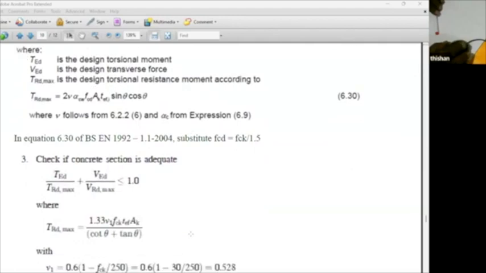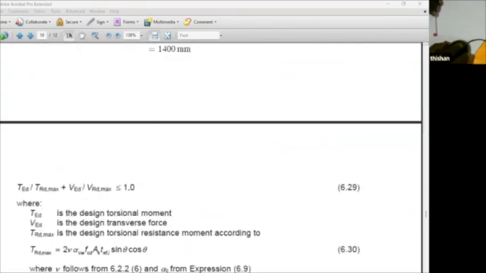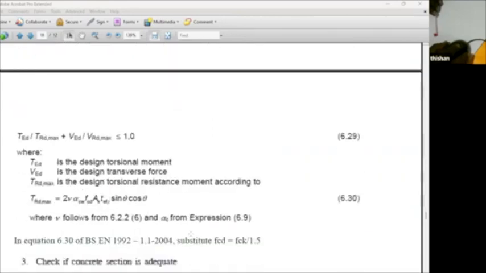Three point six six times ten to the power six. No, I think we have missed something. FCD, we have not multiplied. So multiply that by 30 divided by 1.5. I have missed FCD.